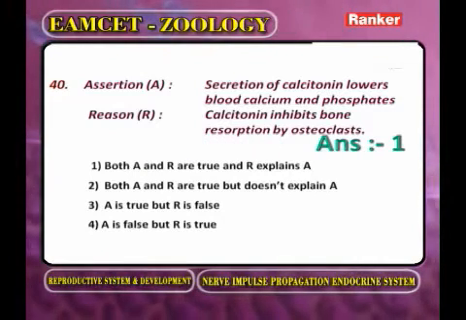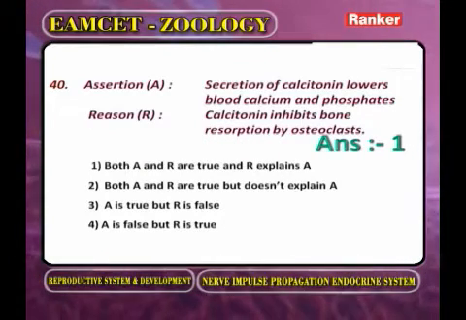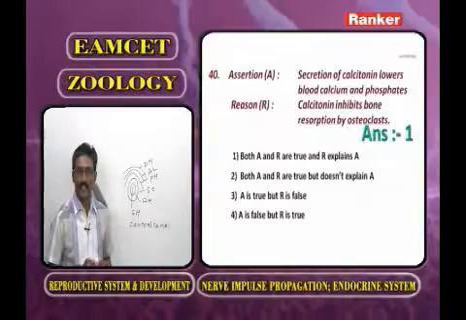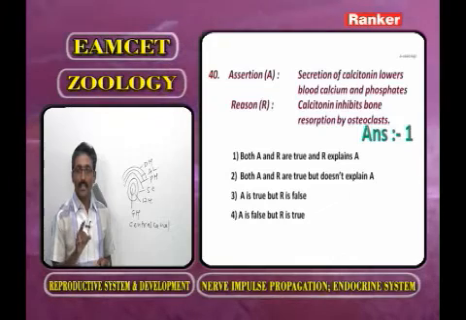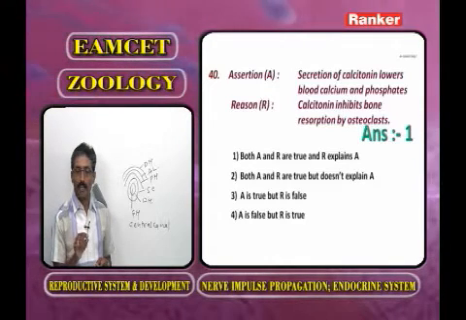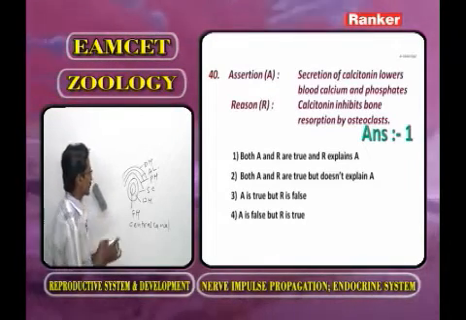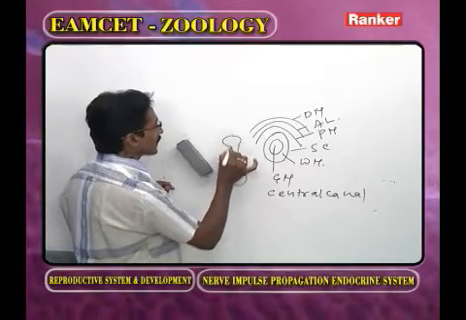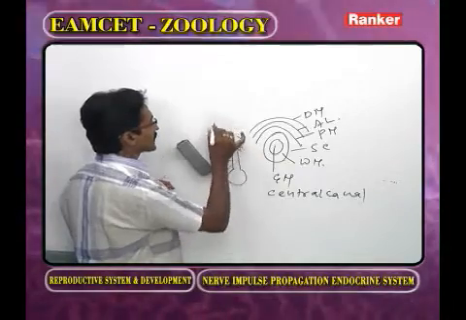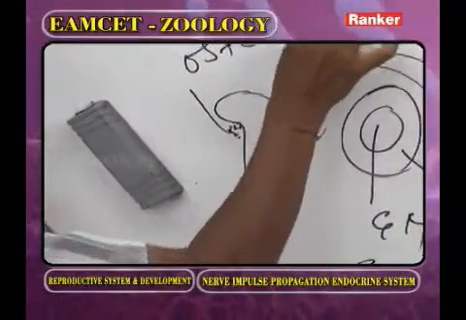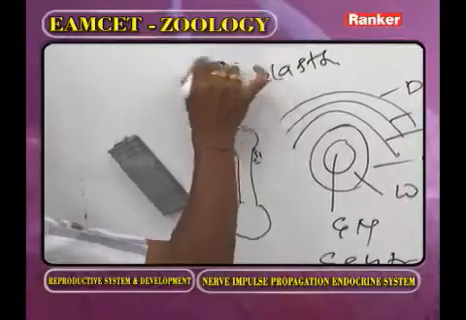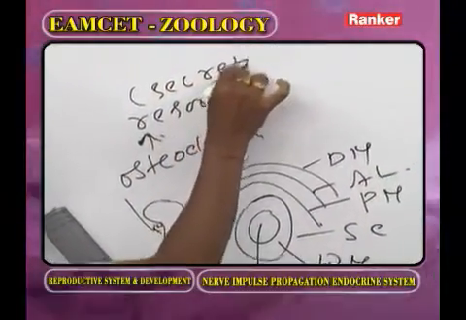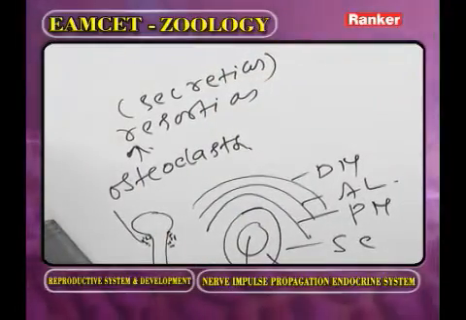Secretion of calcitonin lowers, that means decreases, blood calcium and phosphate levels. What is going to happen? Calcitonin inhibits bone resorption. Now this one we call the bone, and these are called the osteoclasts. Osteoclasts perform resorption. What is meant by resorption? Secretion. Now you have to observe the assertion.